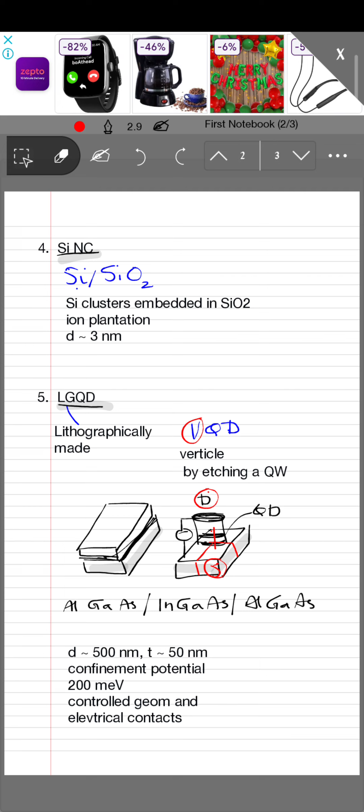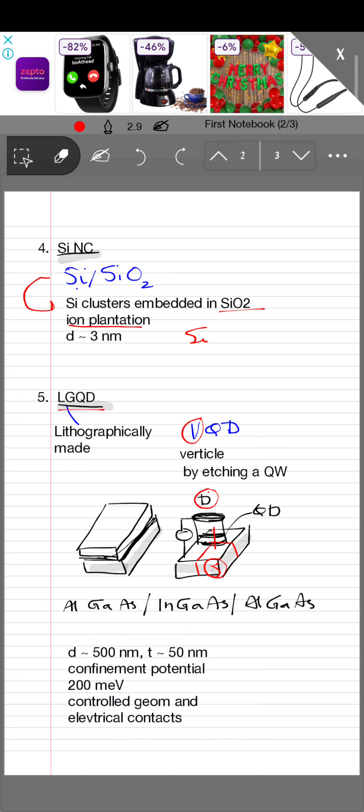Next is the silicon quantum dot. Silicon quantum dots are made of silicon clusters embedded in a silicon matrix, and they can be fabricated by ion implantation. So we have silicon ions being implanted on a previously SiO2 substrate. When the ions get trapped in the SiO2, we say that the silicon SiO2 substrate is formed.